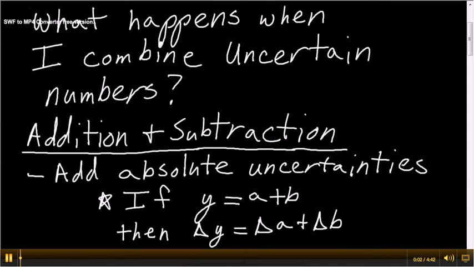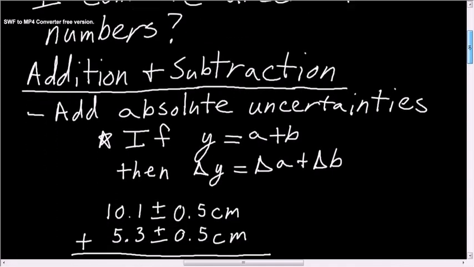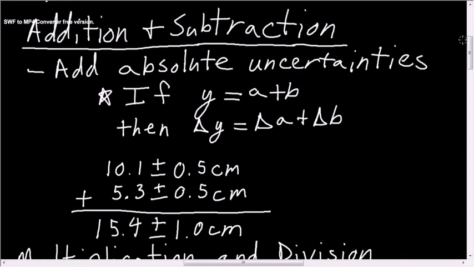So what happens when, in your lab report or whatever you're doing, you end up with uncertain values that you've measured that you then need to do some math on? You have to add them together, you have to multiply them together. How do you combine the uncertainties in the numbers that you have just measured? Well, for addition and subtraction, it's quite simple. If your measurements have absolute uncertainties that you're adding or subtracting, you simply add the absolute uncertainties.